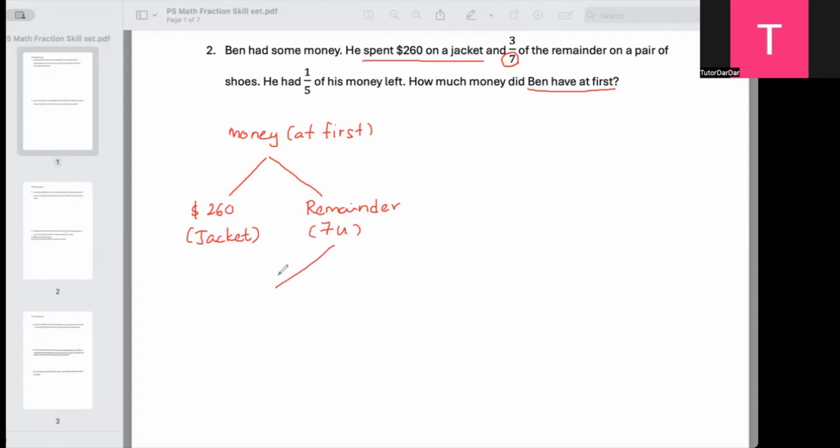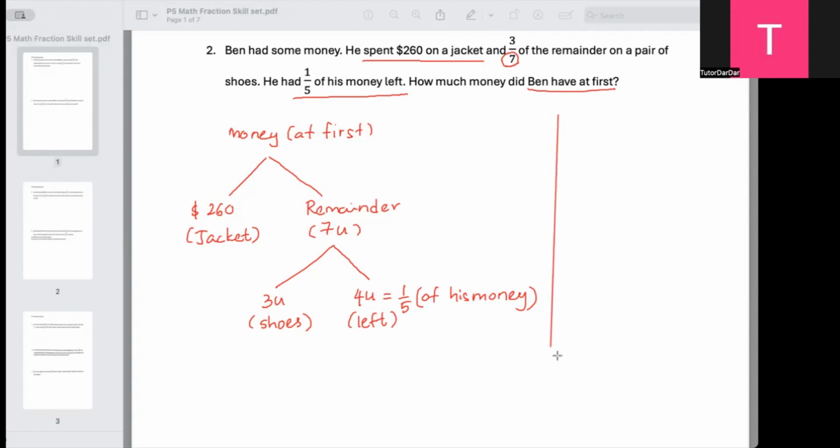From this 7 unit, he spent 3U. This 3U is on shoes. So from 7U, take away 3U, we were left with 4U. So this 4U is left. So this left, you can see they say he had 1/5 of his money left. So this 4U is equal to 1/5 of his money. So the branching method is done. So we will be solving the problem right now.